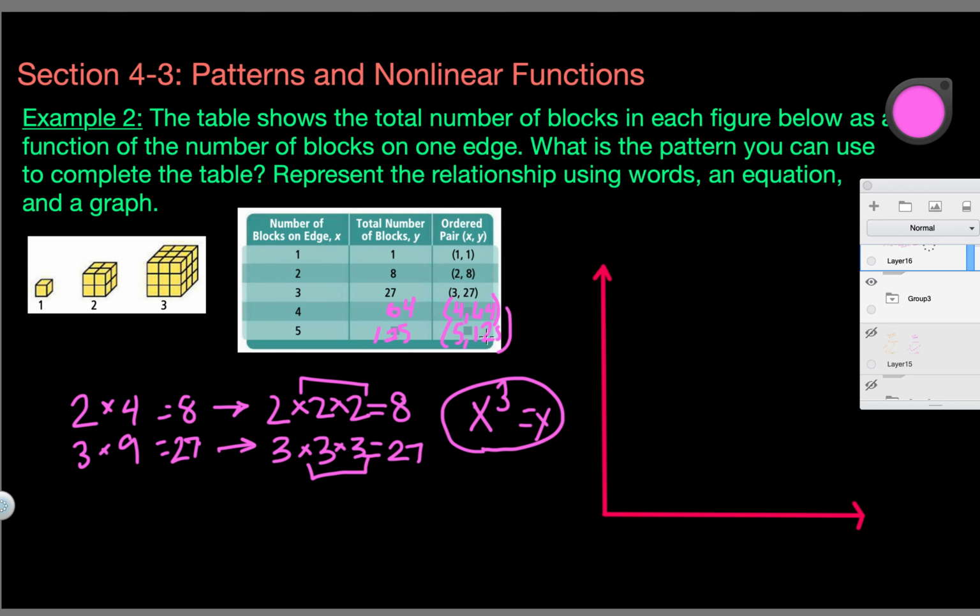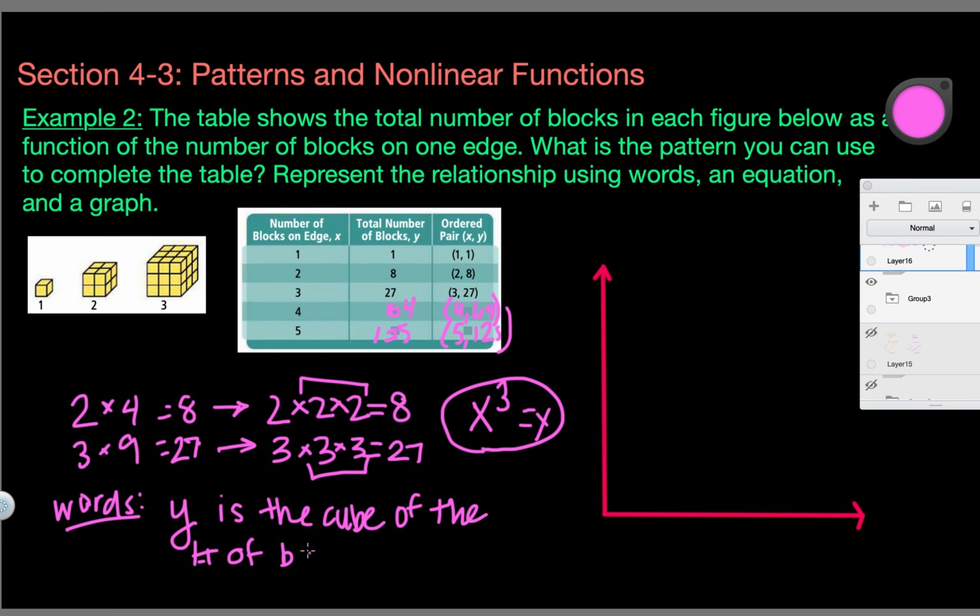So as we can see, if we want to explain this using words, we already got our equation. If we want to explain this using words, we can say that the total number of blocks, y, is the cube, that's where that 3rd power comes in, of the number of blocks on the edge.